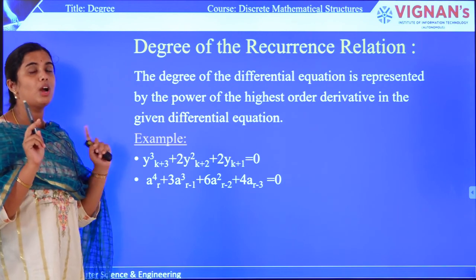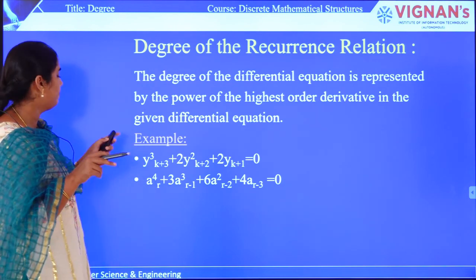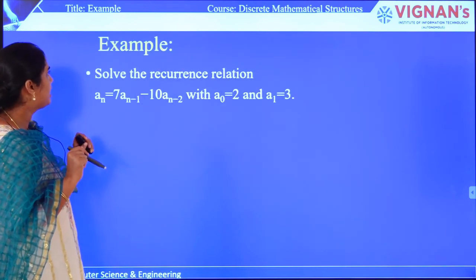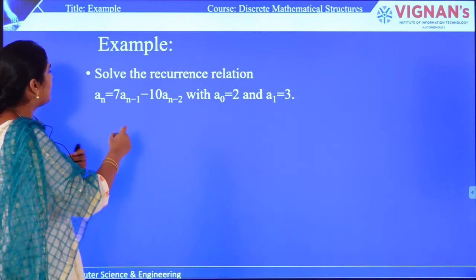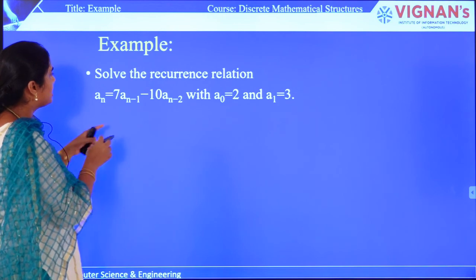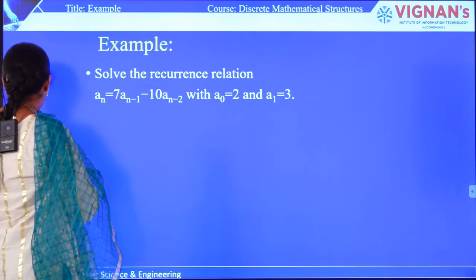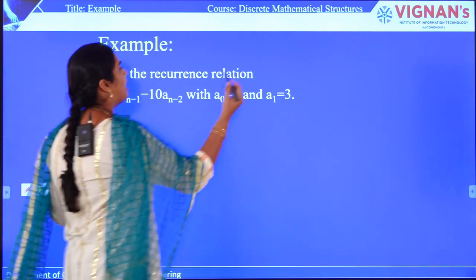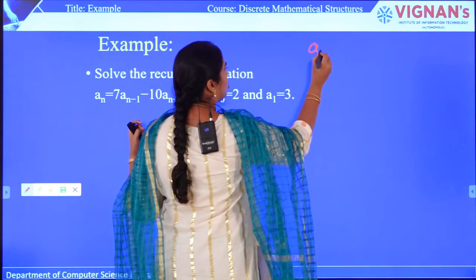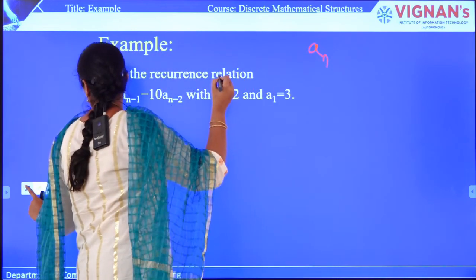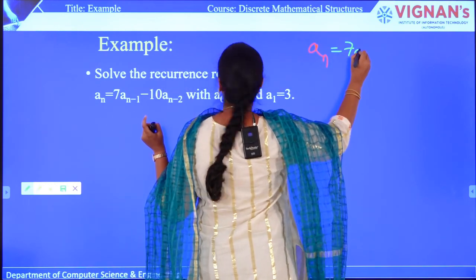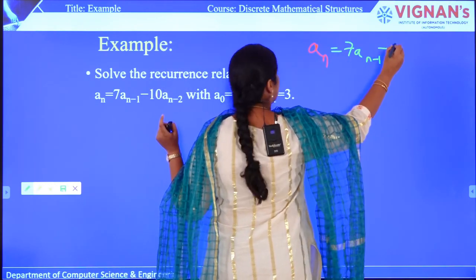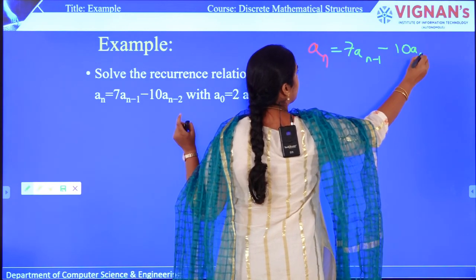So, this is about the order and the degree of the recurrence relation. So, let us solve this problem. Here I am given the recurrence relation a_n = 7a_(n-1) - 10a_(n-2). Now, I need to solve this equation. I will be writing over here. See, here a_n = 7a_(n-1) - 10a_(n-2).